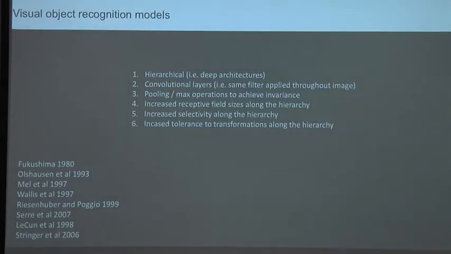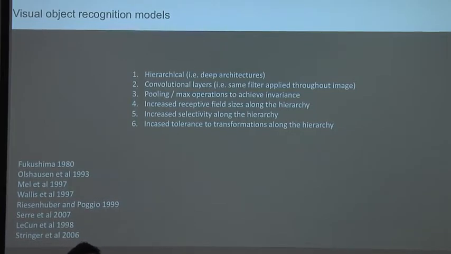Okay, so there have been many computational models of visual recognition. And I'm going to summarize them here in a somewhat succinct way by pointing out what I think are 6 of the fundamental properties of visual recognition models. Visual recognition models are hierarchical, that is deep in the current jargon. People refer to deep neural networks, networks that have multiple layers.